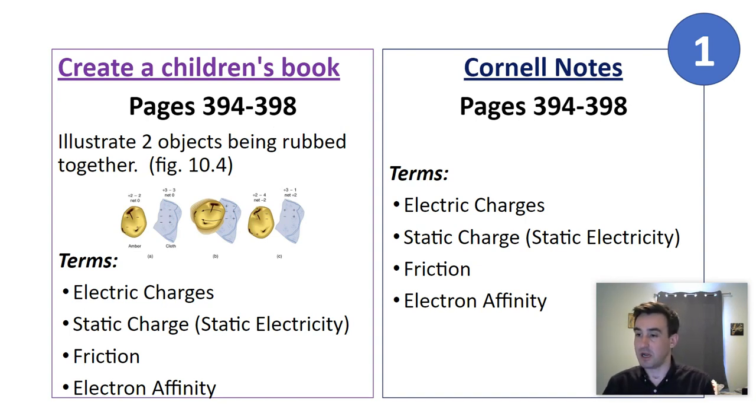In class, we used a balloon and hair. You can use whatever objects you like, but make sure when you're giving your description of what's going on, you're using the terms electric charges, static charge or static electricity, friction, and electron affinity. Cornell notes, pages 394 to 398, and those exact same terms. If you go to that YouTube tutorial video, there are actually examples of completed projects or completed pages for exactly this assignment. Go check those out again if you have to.